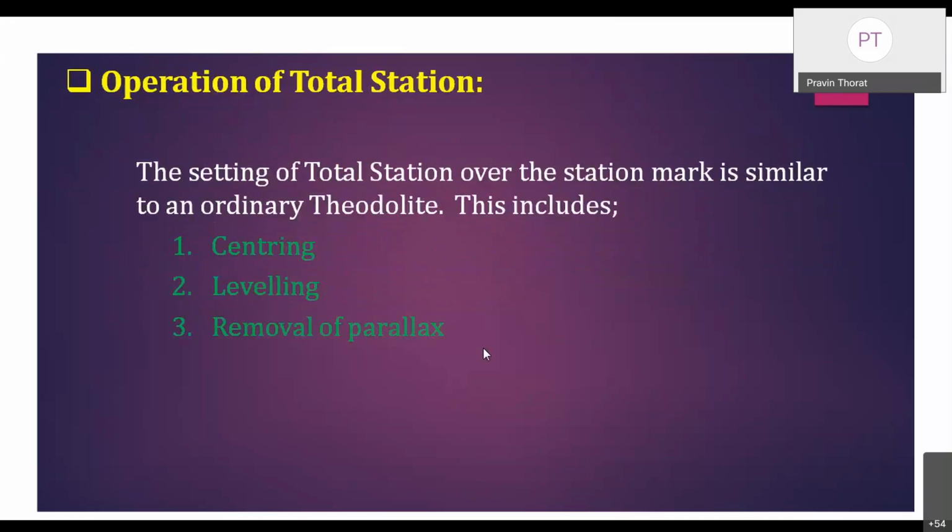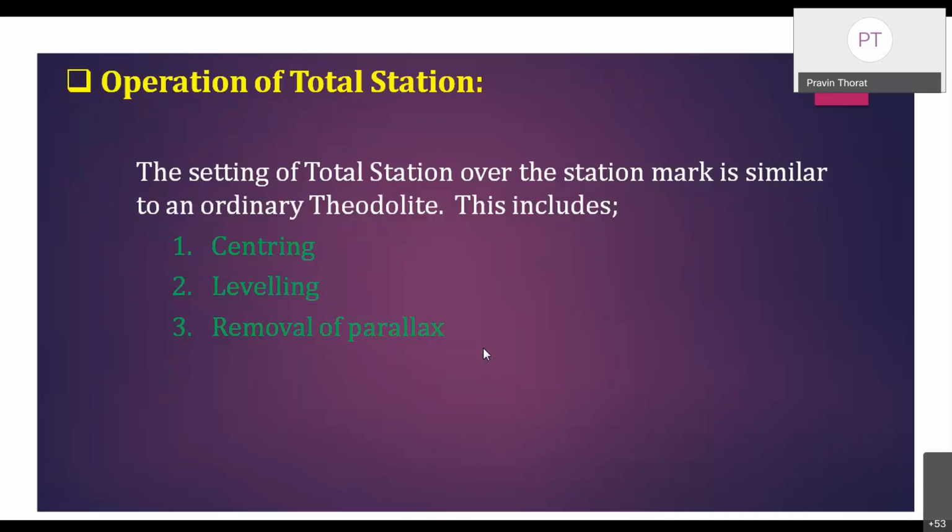So in operations of the total station, we know that when we are doing a total station survey, first of all, we have to do some operations. In a total station, first we have to do these three types of operations: centering, leveling, and removal of parallax.